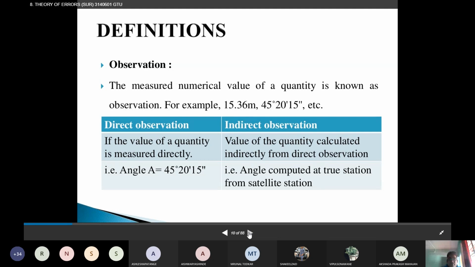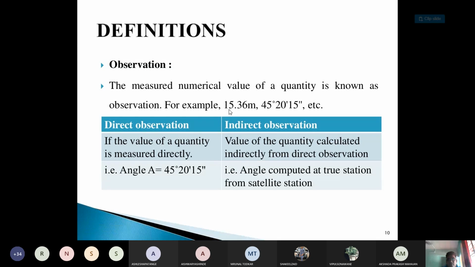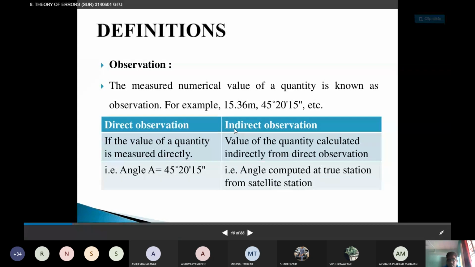Then as an example of an observation, you measure, say, 15.36 meters as the length. While measuring an angle, it may be a horizontal angle or a vertical angle. Those angles can be read in terms of degrees, minutes, and seconds. So the example is 45 degrees, 20 minutes, and 15 seconds, etc. So 15.36 meters is an observation, and 45 degrees, 20 minutes, 15 seconds is also an observation: the numerical value of a quantity.